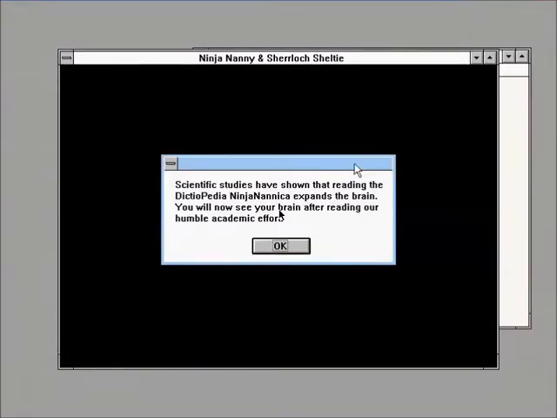Scientific studies have shown that reading the Dictyopedia Ninja Nanica expands the brain. You will now see your brain after reading a humble academic effort. Humble academic effort, huh? What the heck is that beat in the background?